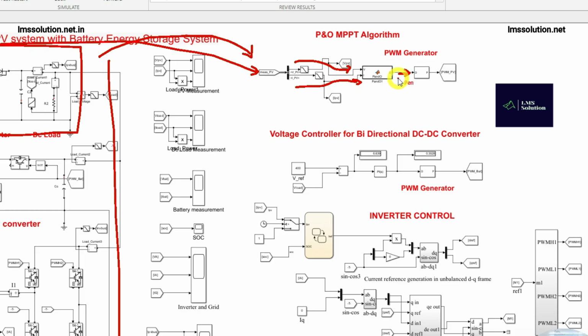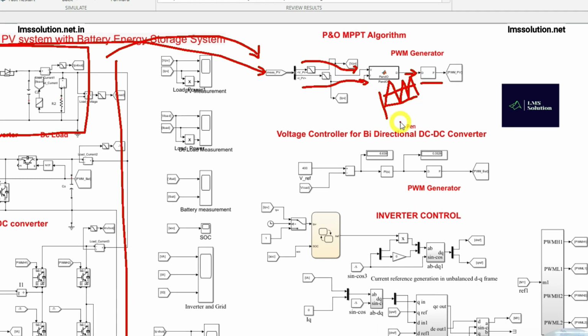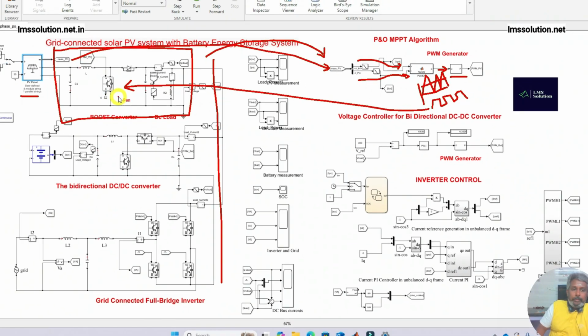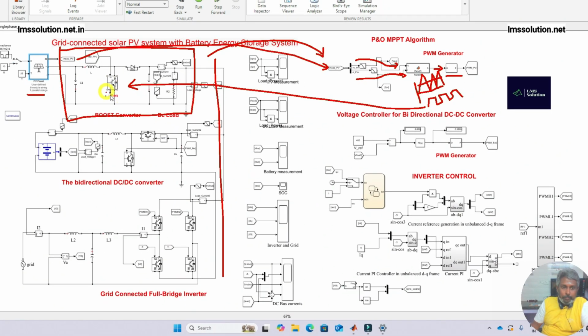That means the output duty cycle from the P&O MPPT is going to be processed via the PWM generator. So we are going to compare that duty cycle with the triangular wave, then it will generate the pulse. This pulse is going to be used to control the IGBT of the boost converter. That means the pulse from the P&O MPPT is going to control this boost converter, and also extract the maximum power from the PV array.